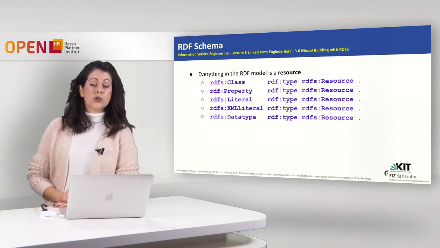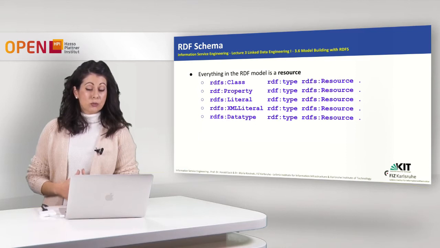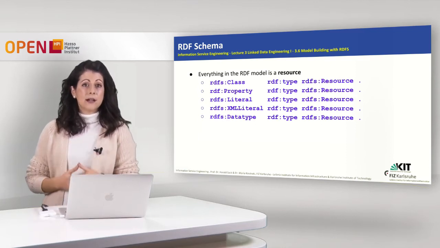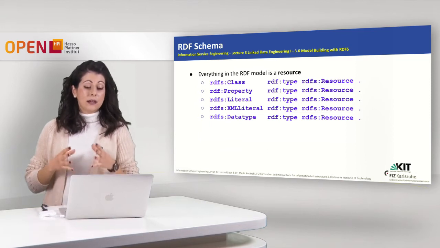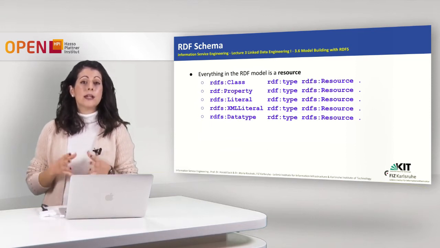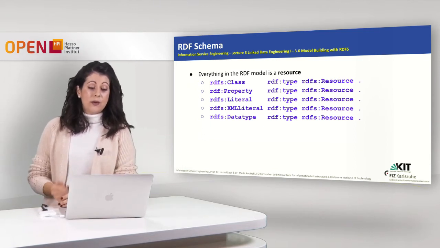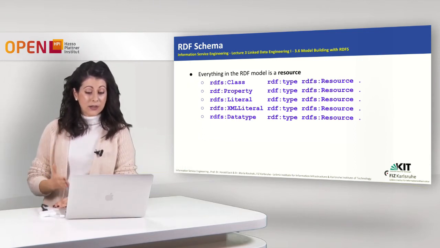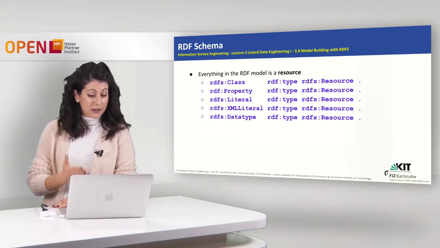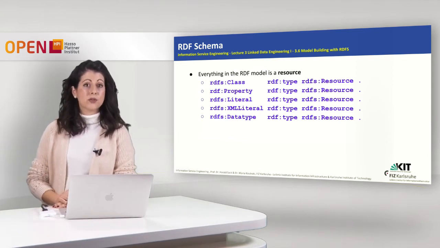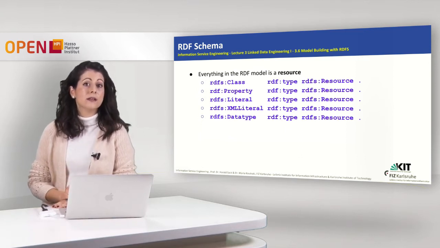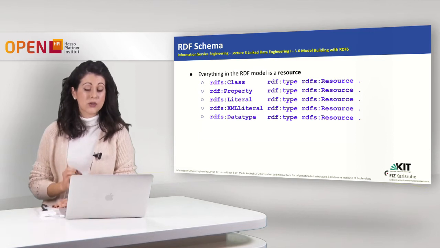And let us continue. So what we want to say at this point is that in RDFS, everything in the RDF model is a resource. And we model it in the following way. We say that RDFS class is of type resource, and then the RDF property is also of type resource, as well as the RDFS literal, the RDFS XML literal, and the RDFS data type. Everything is a resource here.